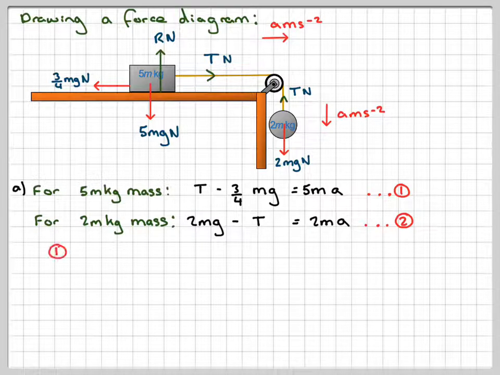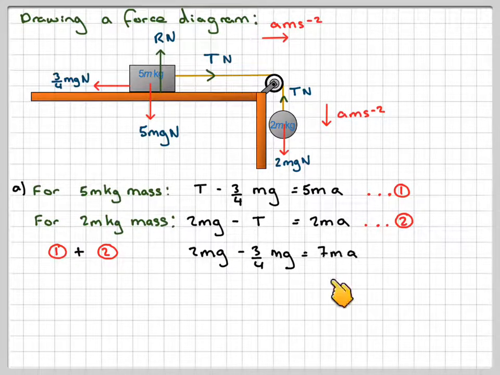The simple thing to do is to add these two, because that will remove the tension, since T minus T gives you nothing. So we're going to have 2mg minus 3/4 mg is equal to 7ma, adding. Then the m's will cancel out. So we do 2 minus 3/4, divided by 7, and we get 5/28 times g. That's 5g/28 meters per second squared for the acceleration.